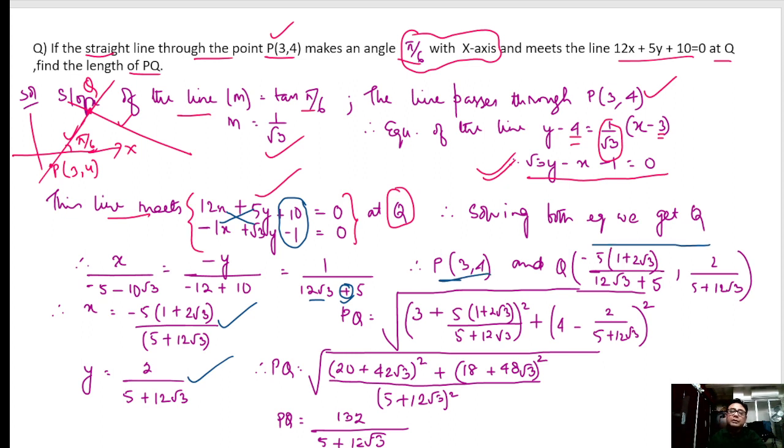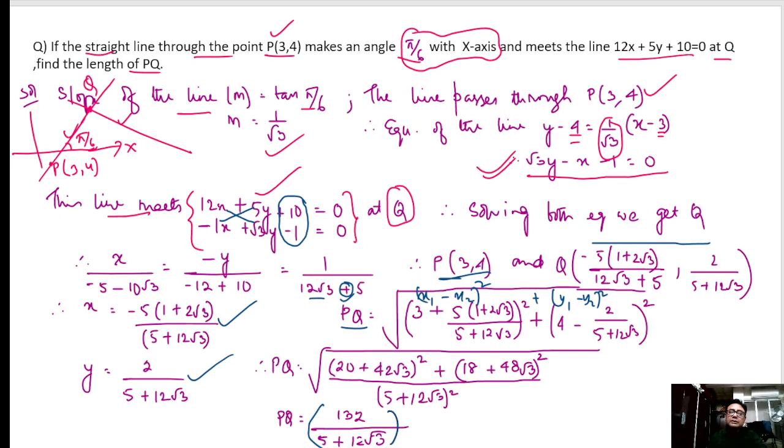Now distance between two coordinates we already know. This is how: root of x1 minus x2 whole square plus y1 minus y2 whole square. So writing it and solving it, we are getting this is the perpendicular distance between P and Q.